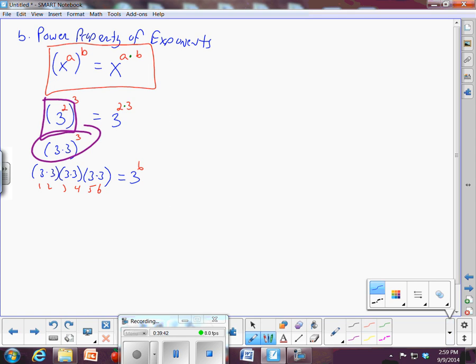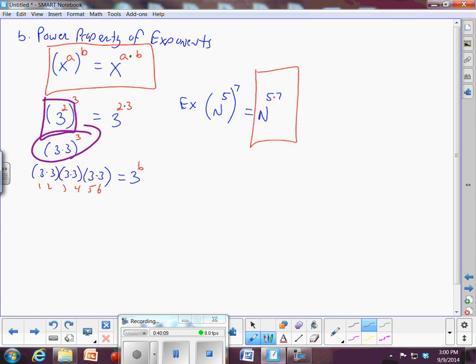Let's go off to the right. I'll give you an example. So let's suppose we had this problem. N to the 5th power, parentheses, to the 7th power. Now, if I wanted to write that all out, it's going to take me some time, but I don't need to. Because I know my rules, I know this is n to the 5 times 7 power. Again, this is the rule step. Make sure you show the rule step.